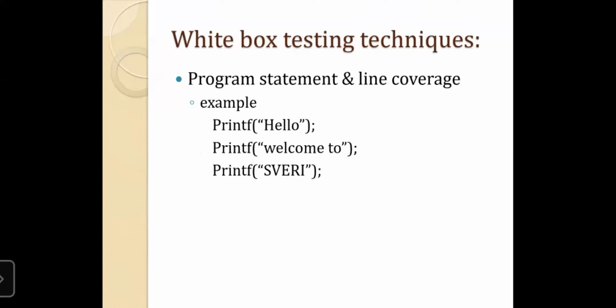Then coming to the program statement and line coverage. What does it mean? Each and every line. Suppose you have say 50 lines of code, whether you will be able to go to each and every line in the program or not, that will be checked. So in this particular code snippet, in this example, what will be the output? Each and every line will be touched over here.